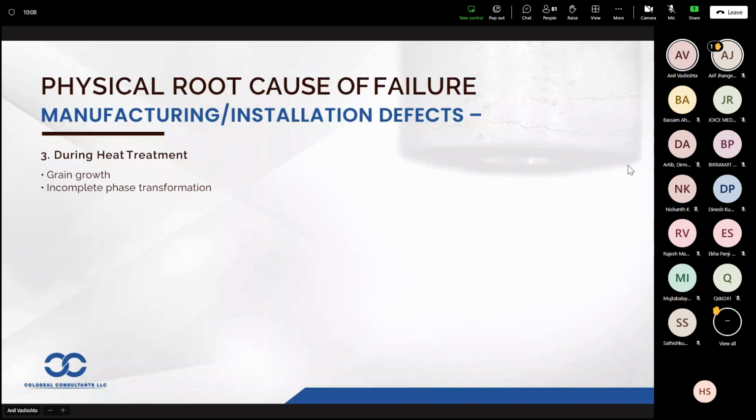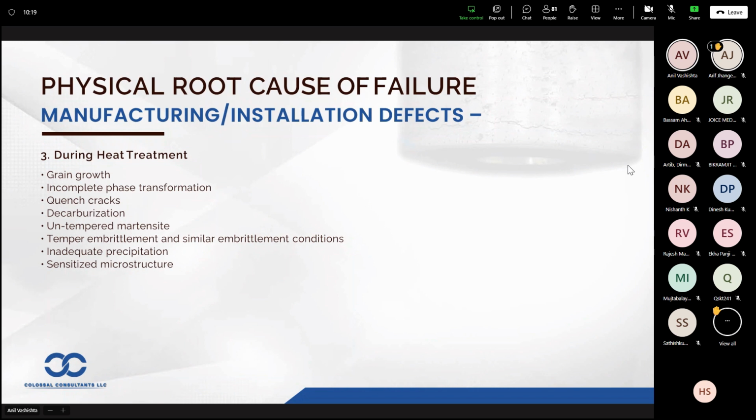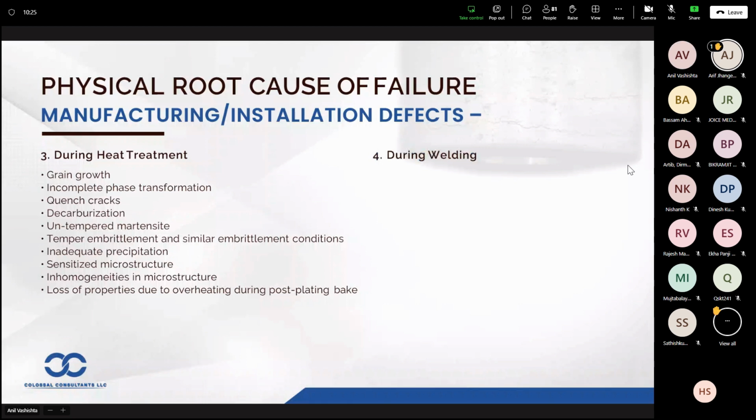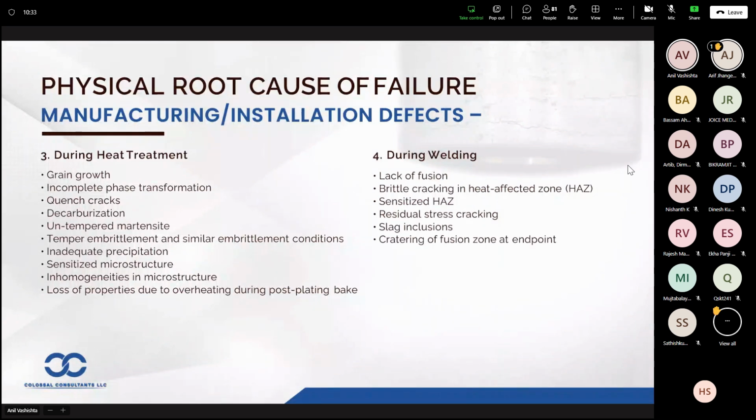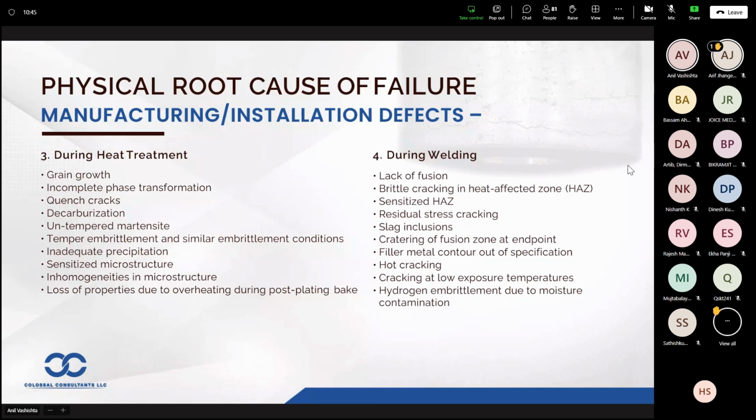During the heat treatment, the typical examples of defects are grain growth, quench cracks, decarburization, untempered martensite, inadequate precipitation, sensitized microstructure, inhomogeneities in the microstructure. During welding, the different defects are lack of fusion, cracks, brittle cracks in HAZ, residual stress cracking, slag inclusion, crater of fusion zone at endpoint, filler metal contour out of specification, hot cracking, cracking at low exposure temperatures, hydrogen embrittlement, liquid metal embrittlement.